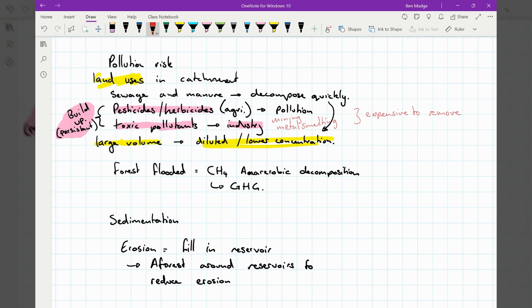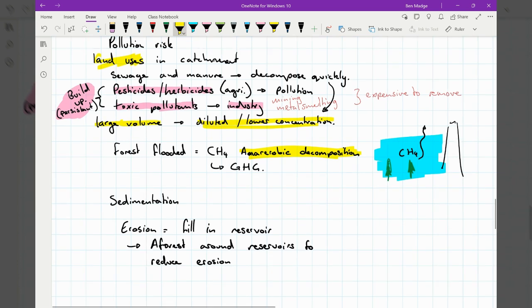And if we have a forest that gets flooded, this can cause the anaerobic decomposition of this dead organic matter at the bottom of the reservoir, and that can result in these anaerobic conditions, methane to be produced. And this is a strong greenhouse gas, which means that it has quite a significant effect upon global climate change, which is quite a serious consideration when talking about new dams and managing older ones as well.